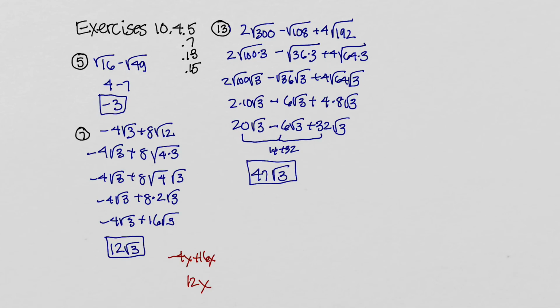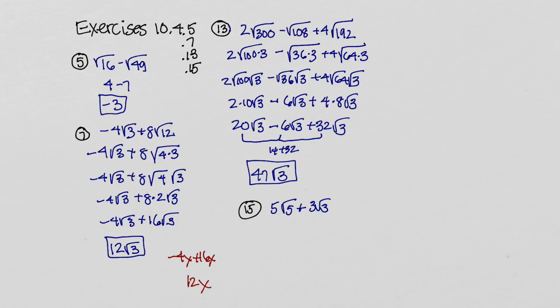So what we're saying is this. If you've got 2 of these square roots of 300, and then you subtract 1 of these, a square root of 108, and then you add 4 square roots of 192, what do you get? Well, you get 46 square roots of 3. This is easier to deal with than this.